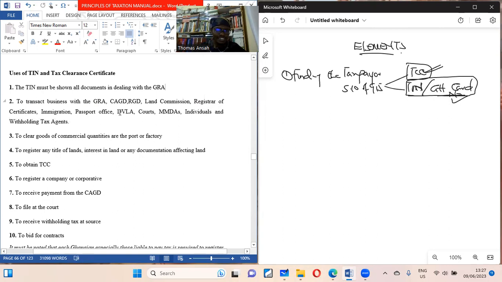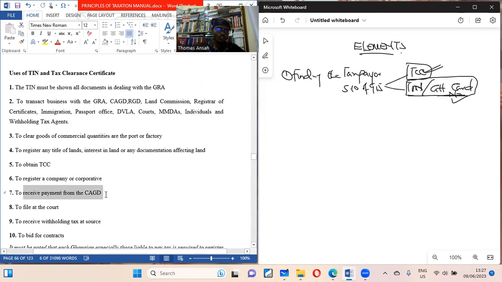Now, watch this. The DVLA is one. This has been in the law since. Why is it not fully implemented? Court, Passport Office. So if you want to have a passport, which is another document that determines your citizenry, you have to show that you are a good taxpaying person. And that is the way to go. All right, to clear goods of commercial quantities at the port or factory. That one, I faced it a lot working for companies. To register land titles and interests in documents, and you've said that to obtain a tax clearance certificate, you will need a TIN. All right, to register companies, you will need it. To receive payment from the Controller and Accountant General, you will need it.